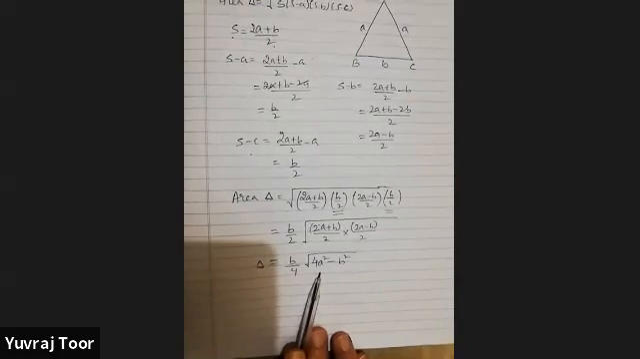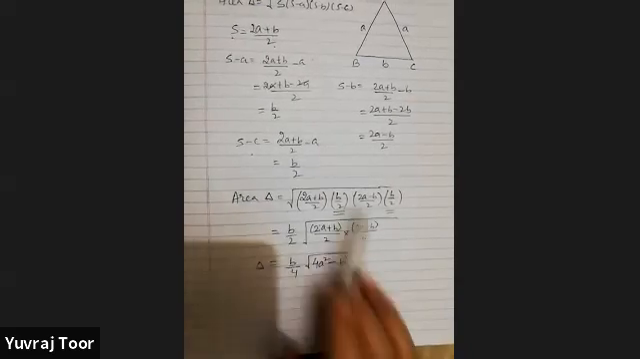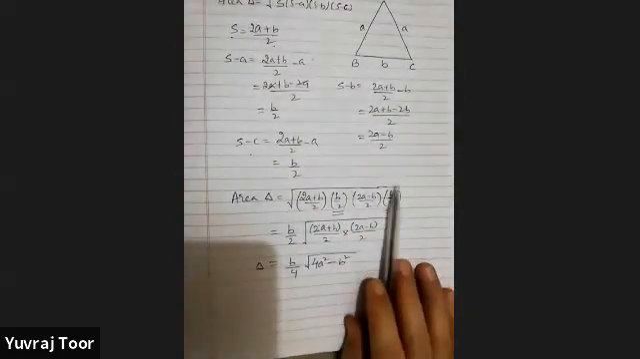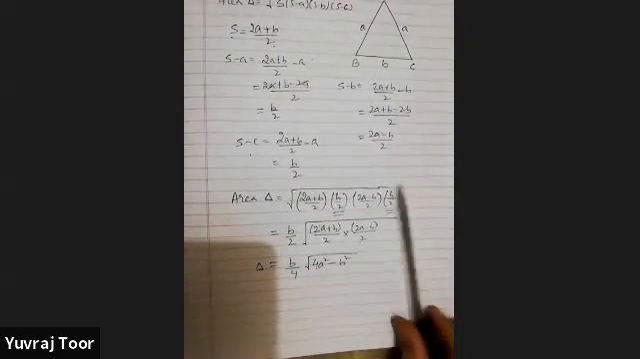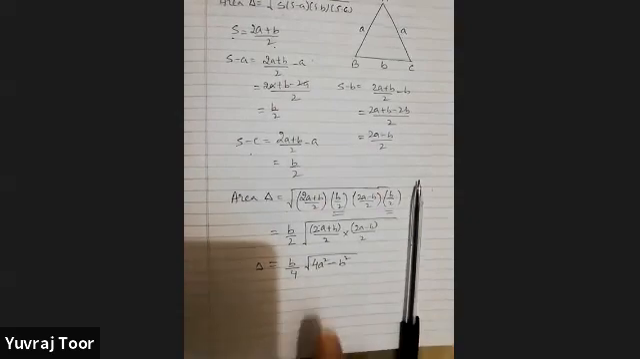Time saving. Otherwise, you have Heron's formula. Straight away, you take the sides, the sum of them divided by 2. You can use that way also. But if you want to save your time, you can use this, but you have to make sure that you correctly learn it.